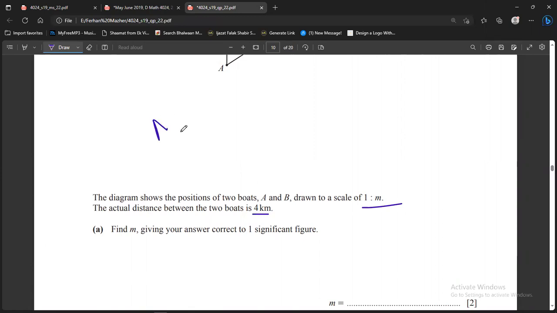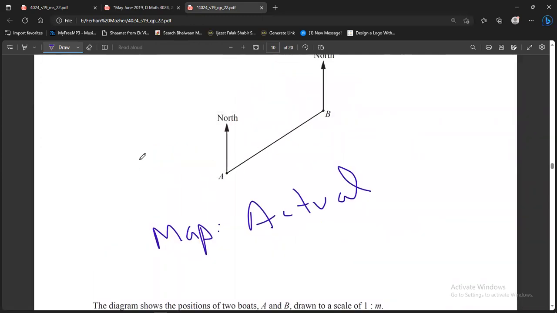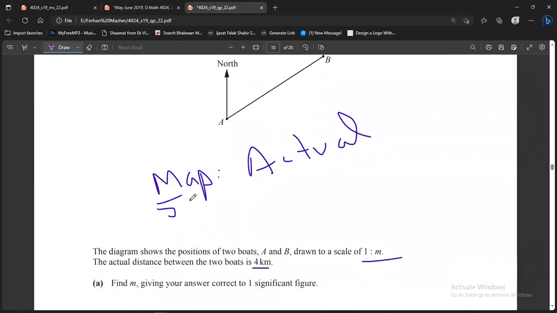Okay, so we will have to do what? Map ratio actual. So when you do this, you have to make sure that both these quantities have the same unit. I will measure this, and when I measured it with the help of the scale, it was 5 centimeter, and the actual distance is 4 kilometers, so they should have the same unit. In 1 kilometer, there are 100,000 centimeters. So 4 kilometers will have 400,000 centimeters.